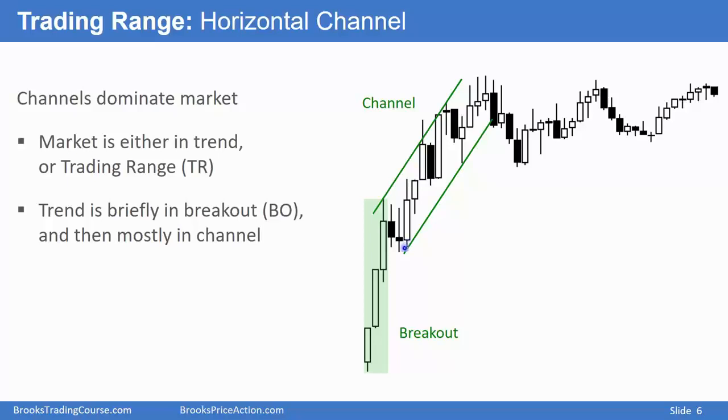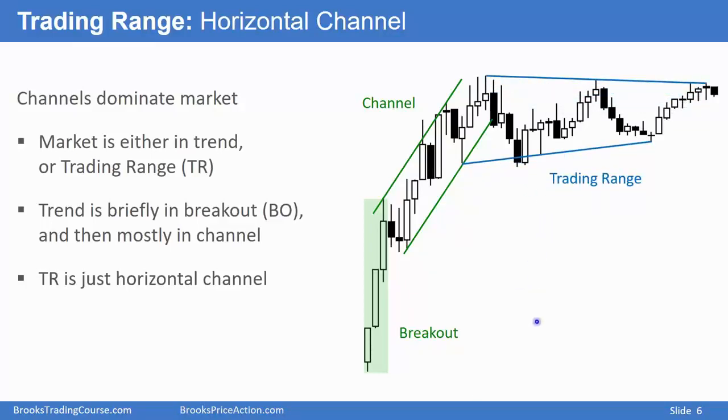I can draw a line. I have 2 points, 2 reversals, up and then up. And then look what the market did here. It went sideways. But I have 2 reversals down, I can draw a line across the top. I have two reversals up. I can draw a line across the bottom.